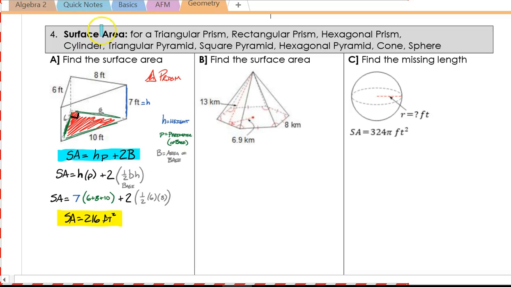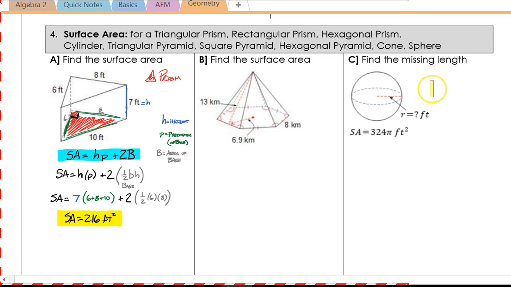Video is topic 4, surface area for Unit 11 exam, geometry. This topic is surface area. We were required by the state of Virginia to know how to calculate the surface area of these 9 shapes. Solids: triangular prism, rectangular prism, hexagonal prism, cylinder, triangular pyramid, square pyramid, hexagonal pyramid, cone, and sphere.